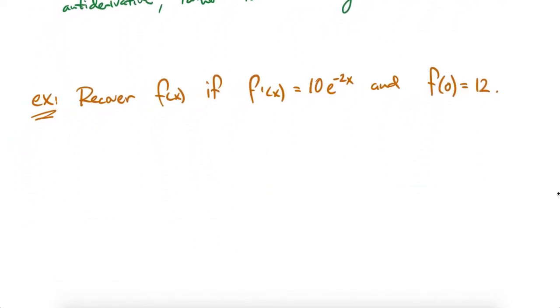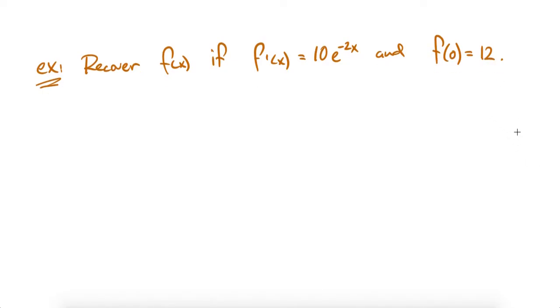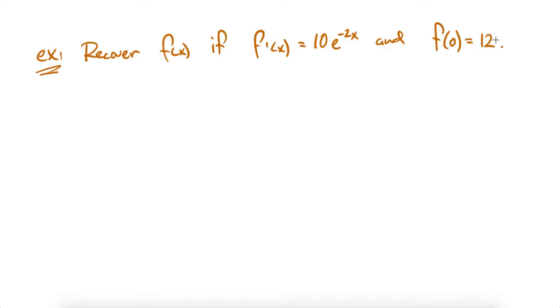So, for example, initial conditions look like this. F of 0 equals 12, for example. So I know something about my original function. So recover f if f prime is this and you know something about the original. Okay, so first, recover the original function if I have the derivative. So that's asking me to anti-differentiate this, right? So that's the first thing I have to do, because that's going to take me from this back up to the original function.